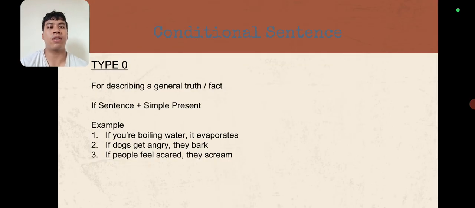The formula for this conditional sentence is if clause plus simple present. For example, if you boil water, it evaporates. If dogs get angry, they bark. If people feel scared, they scream.